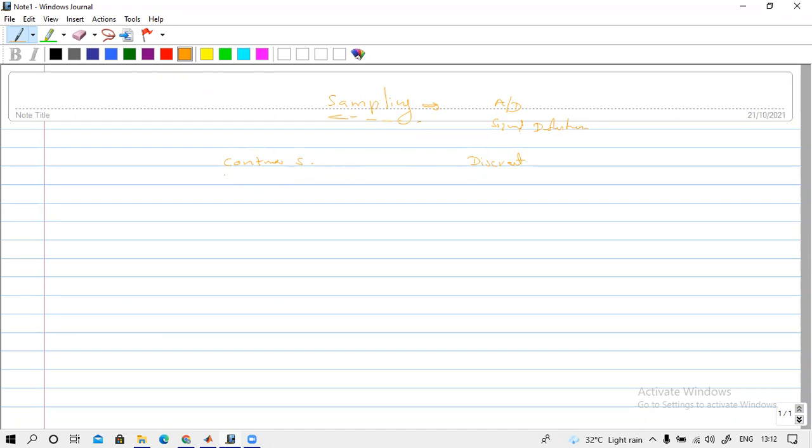So you know that continuous time means the time values are continuous, and discrete means the time values are discrete. You have limited, countable time values here. Here you have continuous values, that means you can't count them; you have uncountable time values. Here you have countable time values.